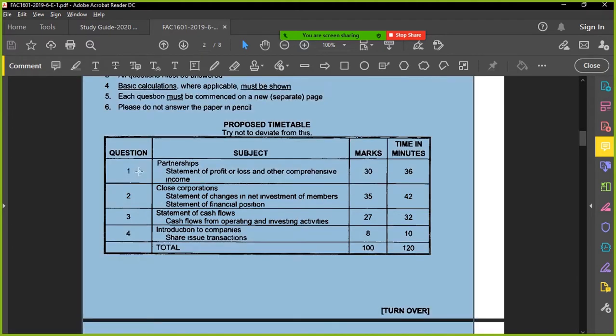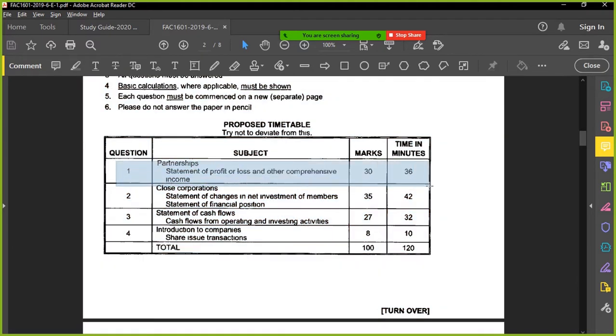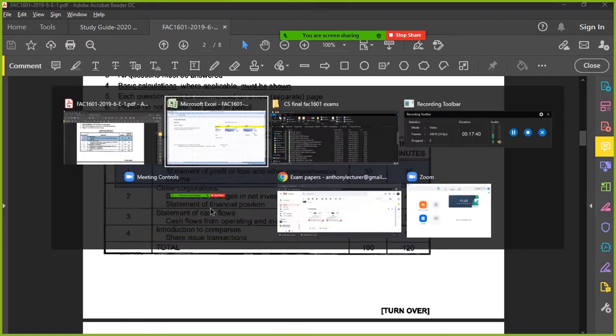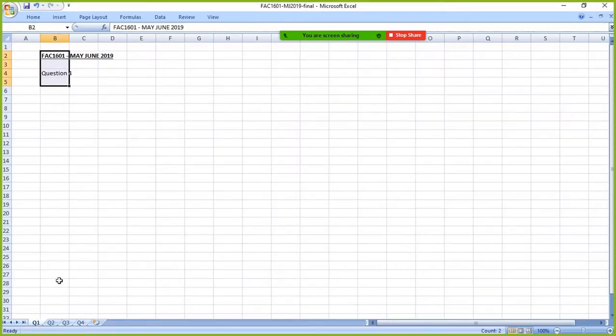All right, so obviously I'm going to do 2 of the 4 questions now. I'm going to do question 1 quickly now. Question 1 is statement of profit and loss and other comprehensive income.